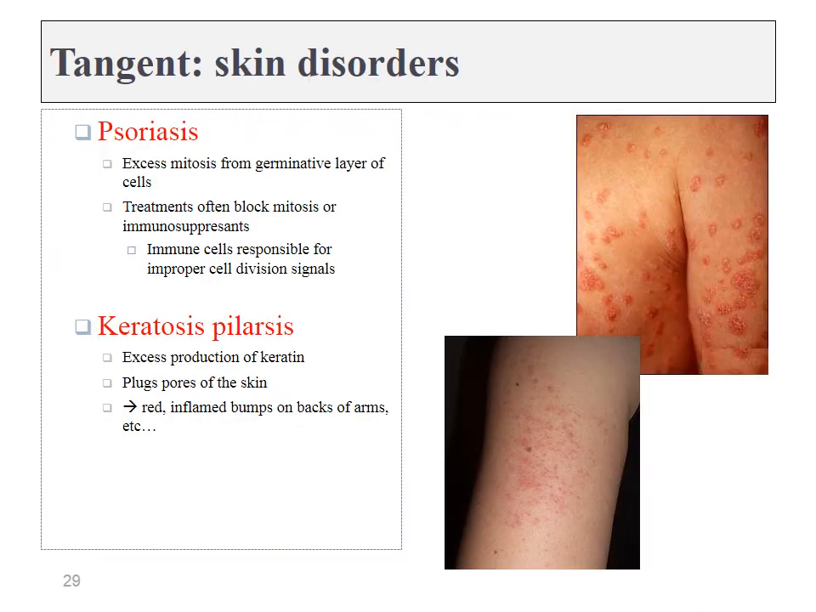Two conditions that can affect the stratum basale include psoriasis, which is a condition where there is an excessive amount of mitosis here. This can be treated with drugs that block mitosis. Next up is keratosis pilaris, where the amount of mitosis is fine, but the amount of keratin that is produced is excessive. This can lead to reddish patches showing up on the backs of the arms.